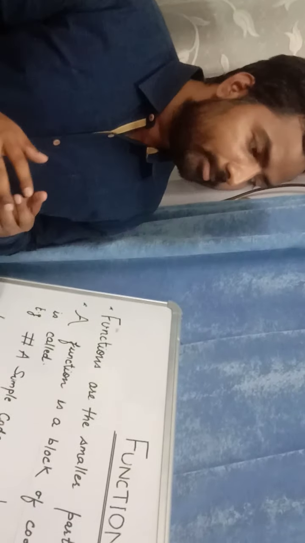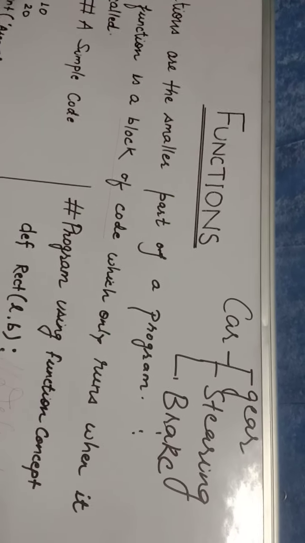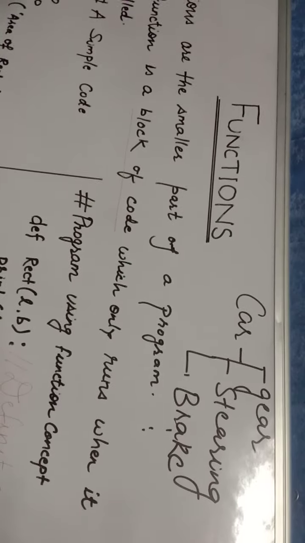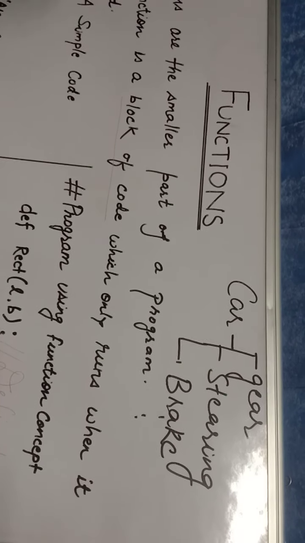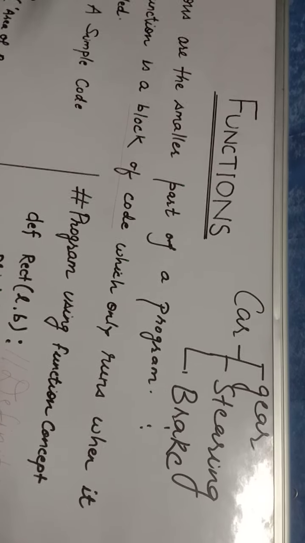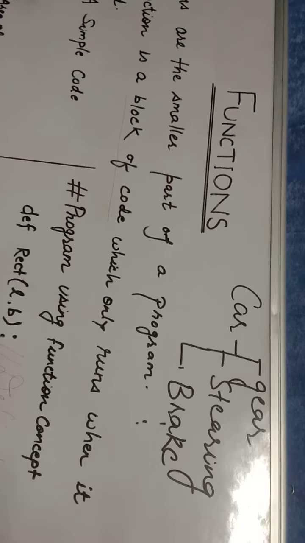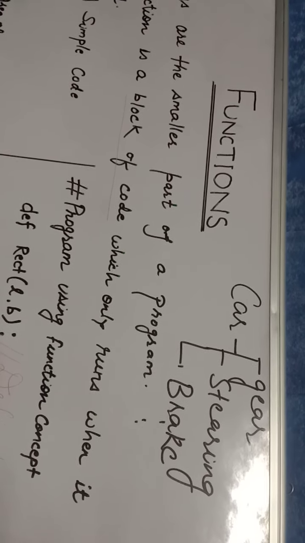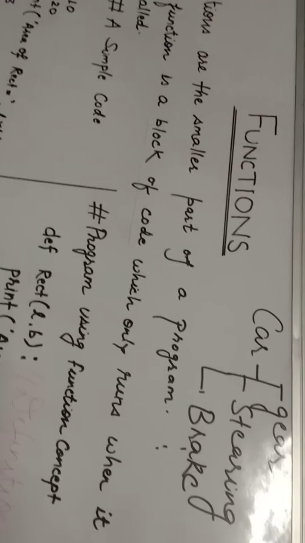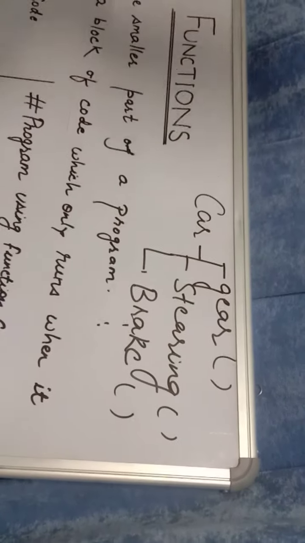If we implement the concept of a car in programming, then we have to implement gear, steering, and brake. But it is not necessary that all three concepts will be executed together. At a time only one concept will be executed, or maybe two, or maybe three, not all the concepts. So we can declare gear as a function, steering as a function, and brake as a function.